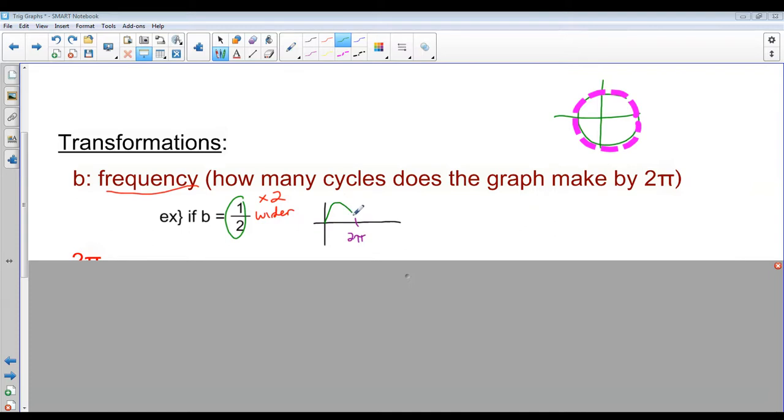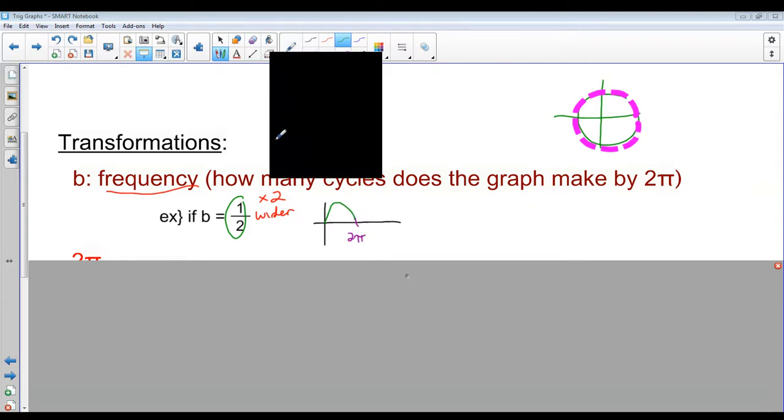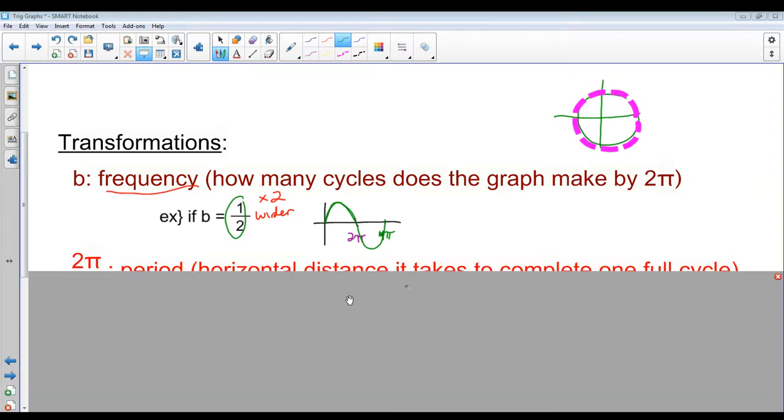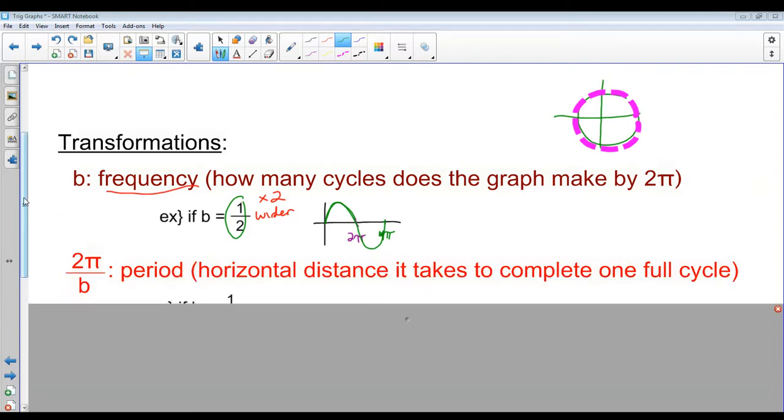So if I'm thinking about a sine graph, all right, let me get the good old magic pen out here. So instead of it completing one full cycle by 2 pi, when the frequency is 1/2, it only completes half a cycle by 2 pi. So therefore, we can do a little bit of math, and we know it would make the full cycle by 4 pi. And there you can see there's the fact that it gets twice as wide. All right, so B, frequency, how many cycles does the graph make by 2 pi?